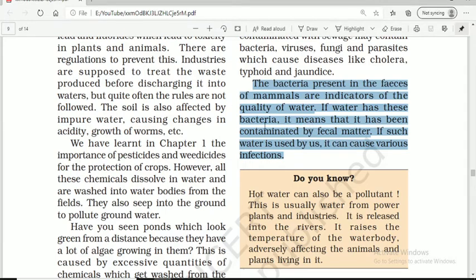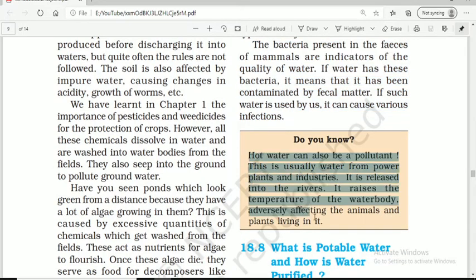One thing to remember: do you know hot water can also be a pollutant? This is usually water from power plants and industries. Hot water here does not mean what you boil in your home; it is good if you boil water and use it after cooling. The hot water from power plants and industries is released into the rivers. It raises the temperature of the water body, adversely affecting the animals and plants living in it. Any living organism requires an optimum temperature for living.